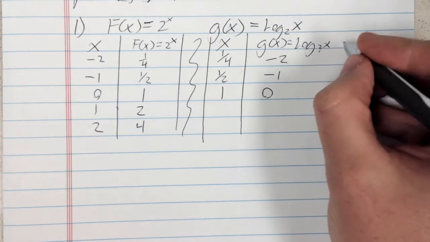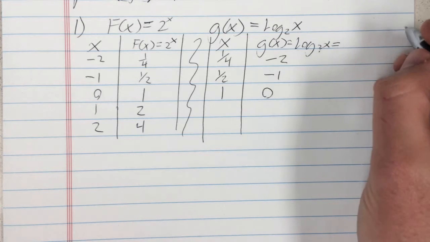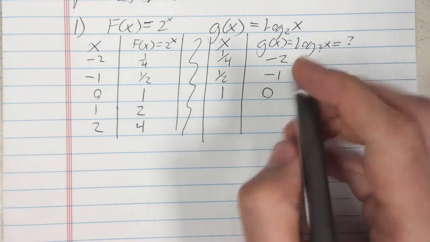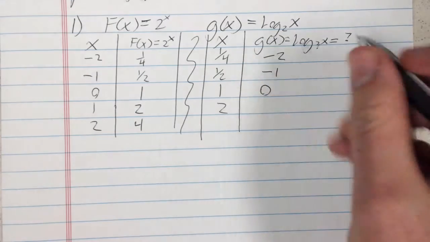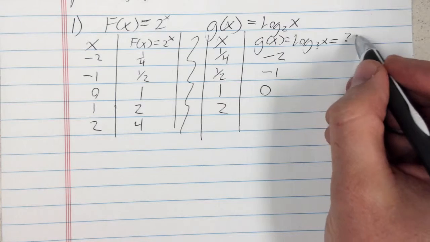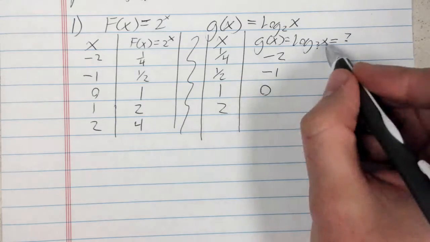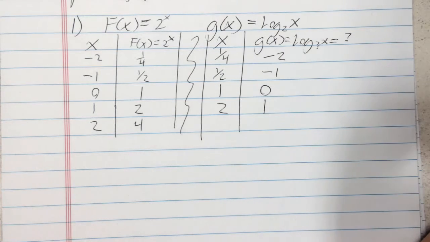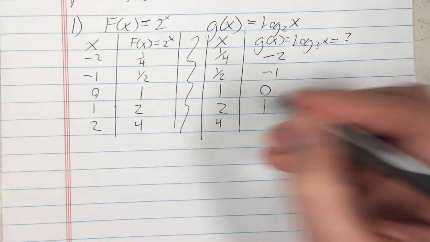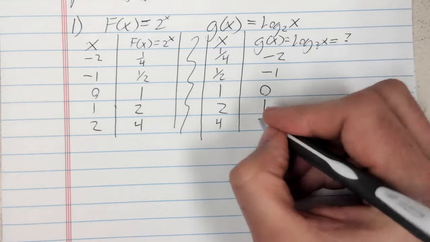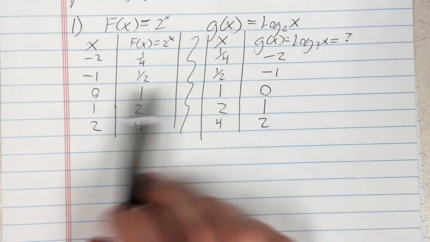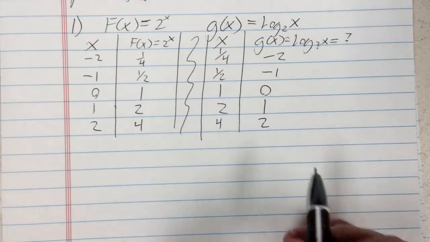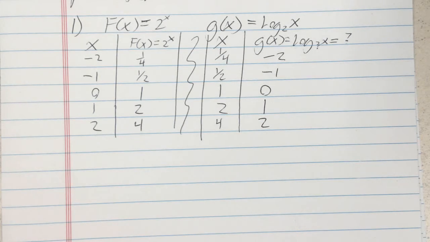2, so if we think about this like equals question mark, right? 2 to what power would make x be 2? Well, 2 to the 1st power. 2 to what power would give us 4? 2nd power. Alright, and we see it is true. A function and its inverse, everything, the x and the y are just flip-flopped.